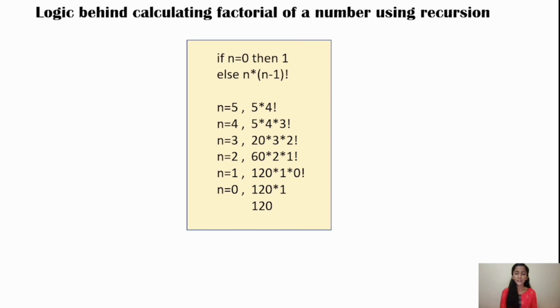And now 20 into 3, that is 60, and our n becomes 2. 2 is not equal to 0, again the else part will execute, that is 2 into (2 minus 1) factorial, that is 1 factorial. And now 60 into 2, 120, and our n is 1. 1 is not equal to 0, so again the else part will execute, that is 1 into (1 minus 1), that is 0 factorial. 120 into 1, that is 120, and our n becomes 0, so 0 is equal to 0, the condition becomes true, then the function returns 1, which gives us 120 into 1, that is 120.